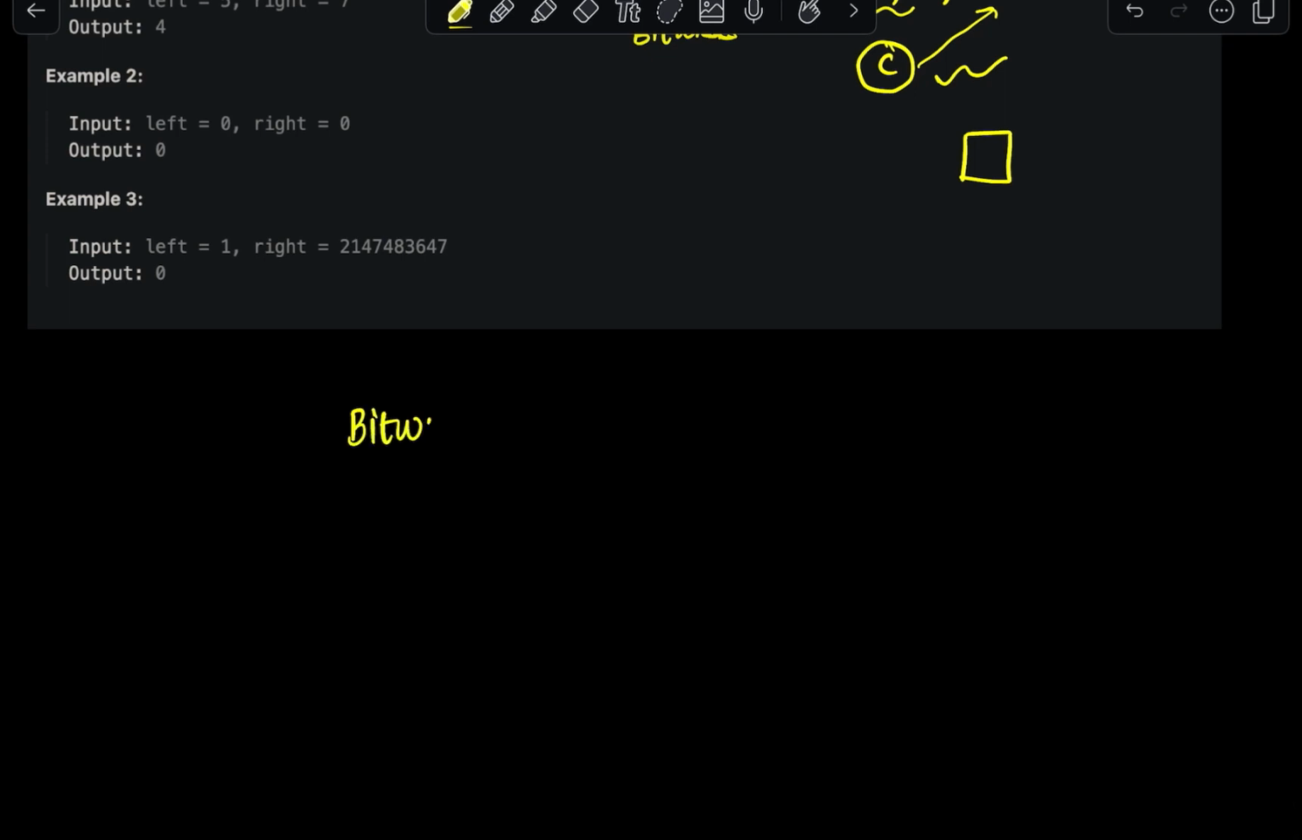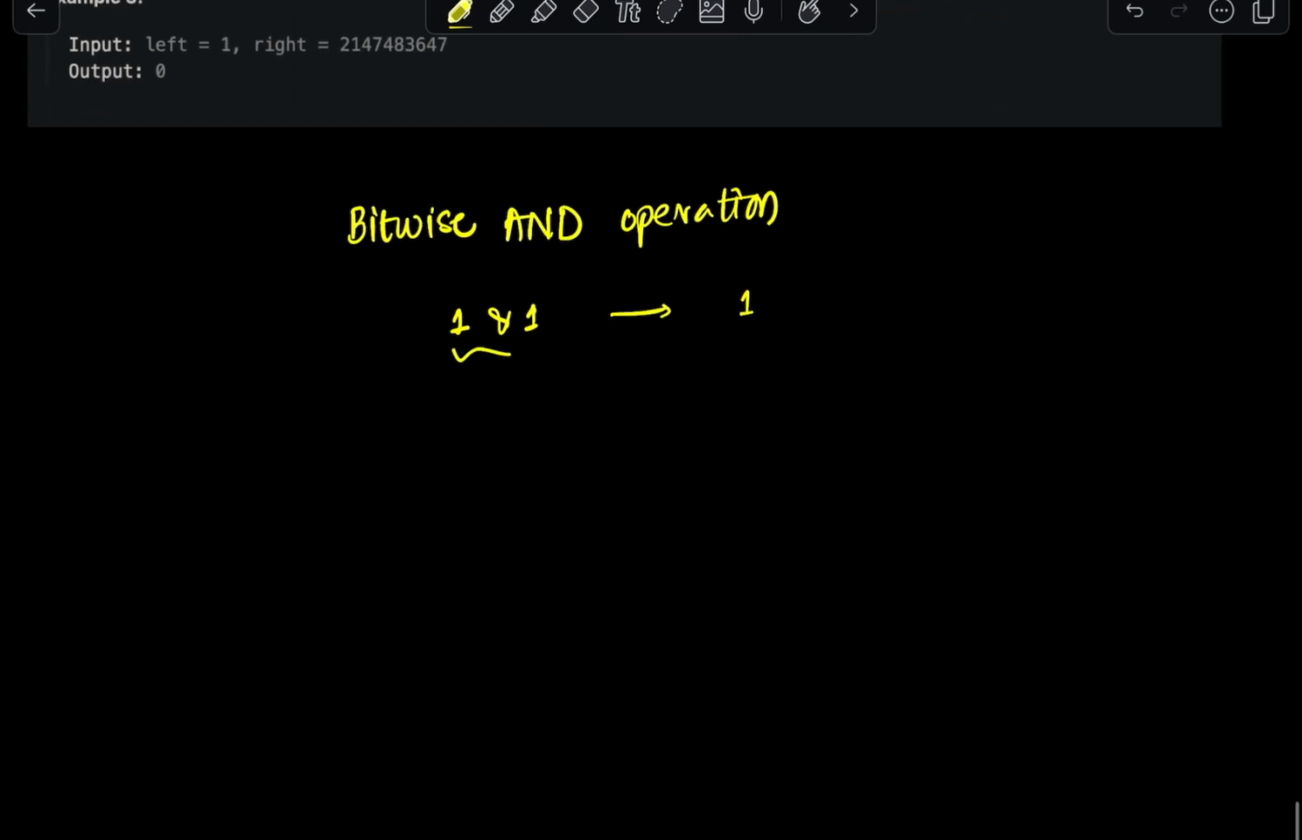The bitwise AND operation is nothing but: if there is 1 and 1, the result will always be 1. If there is anything other than this, as in 0 and 1, 1 and 0, or 0 and 0, the result will always be 0.